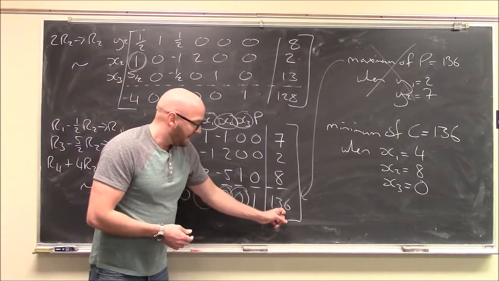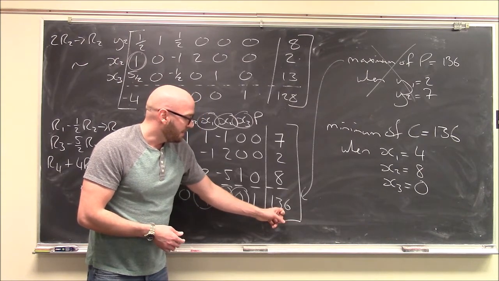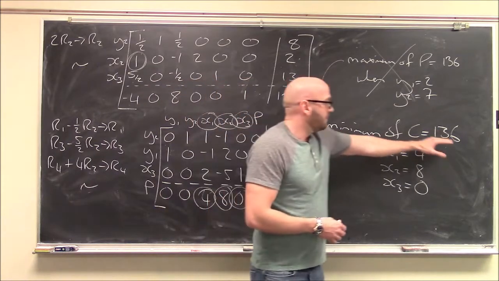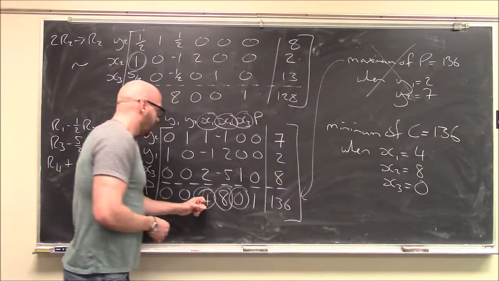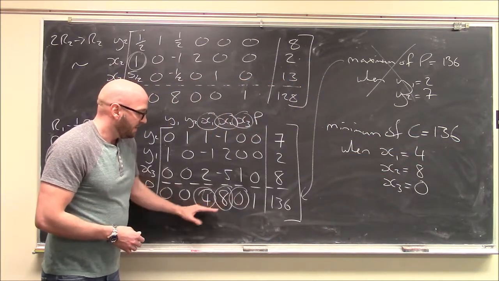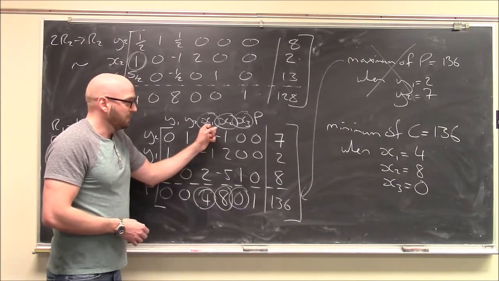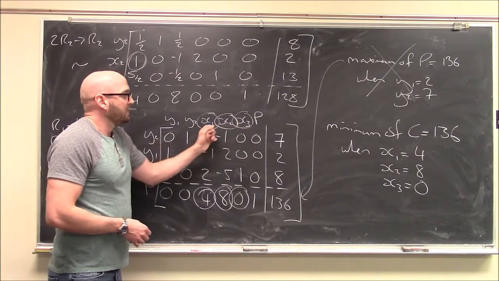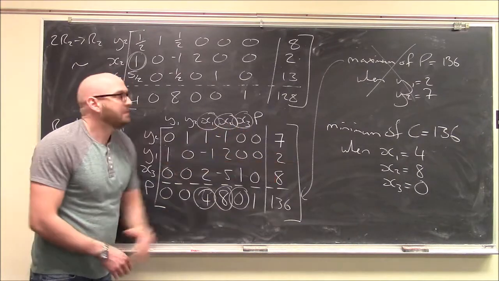So the maximum value for the maximization problem is the same as the minimum value for the minimization problem, but you can also figure out where that occurs by looking at the slack variables that you've called x1, x2, and x3 to remind you of the fact that these slack variables correspond to the original variables.